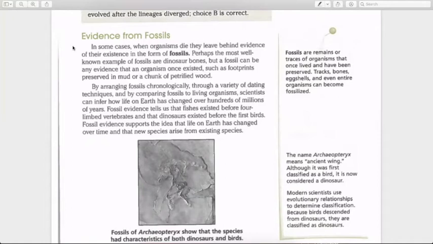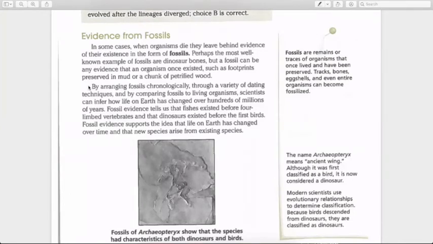In some cases, while organisms die, they leave behind evidence of their existence in the form of fossils. Perhaps the most well-known example of fossils are dinosaur bones. But a fossil can be any evidence that an organism once existed, such as footprints preserved in the mud or a chunk of petrified wood. By arranging fossils chronologically through a variety of dating techniques and by comparing fossils to living organisms, scientists can infer how life on Earth has changed over hundreds of millions of years.